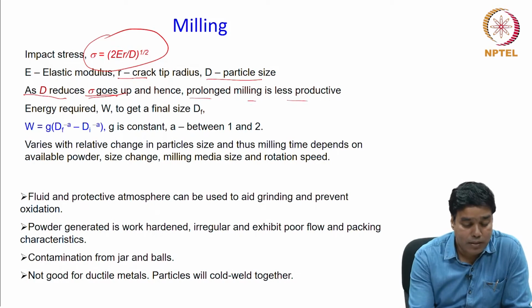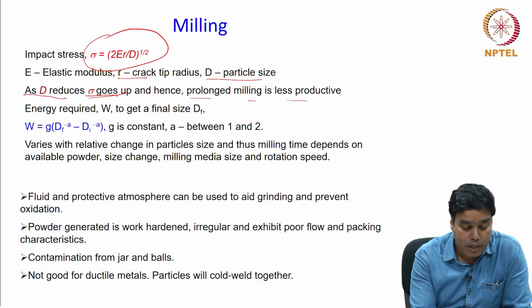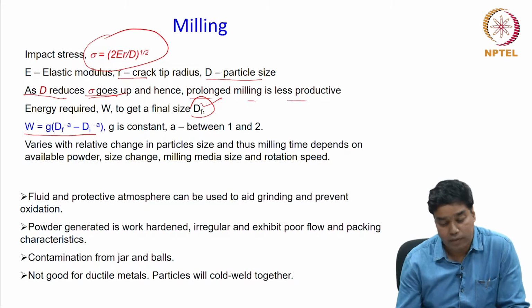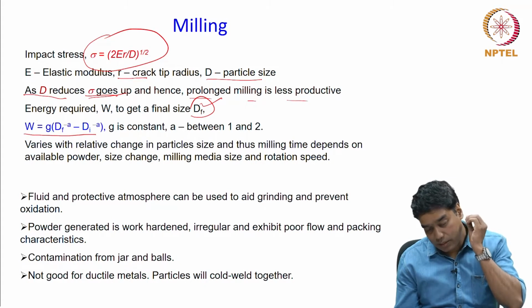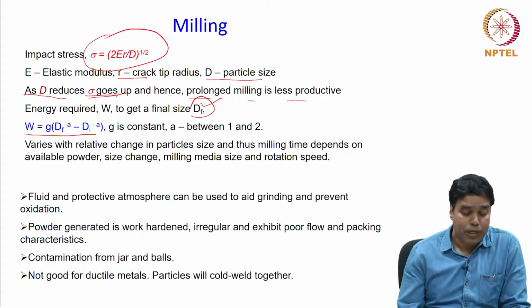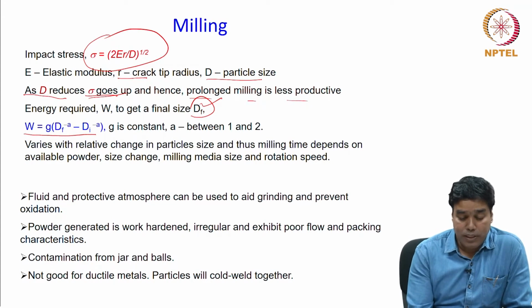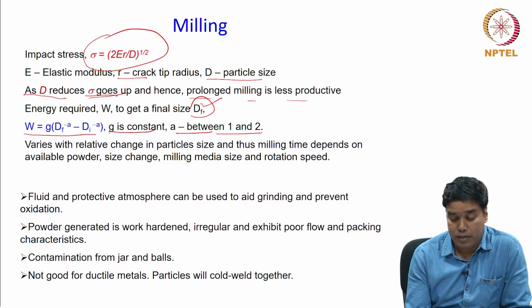And the energy required in this process is given by this particular equation, and this depends on what is the final size d f that you need. The energy needed will be dependent on that. Okay. So, in this particular equation G is a constant and A is a constant which is in between 1 and 2.